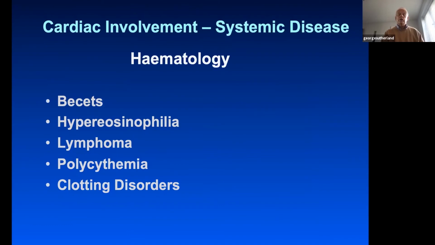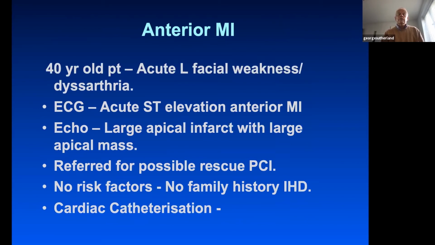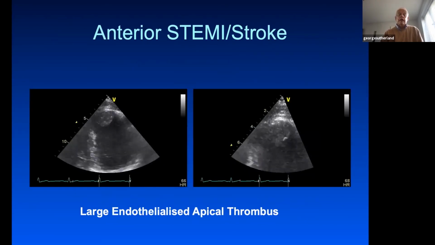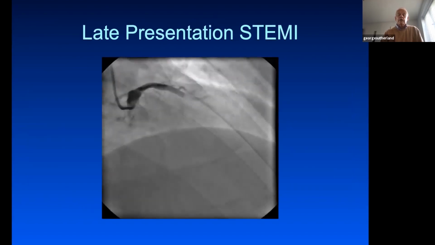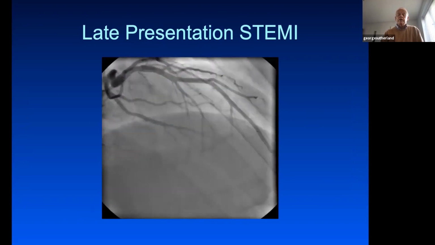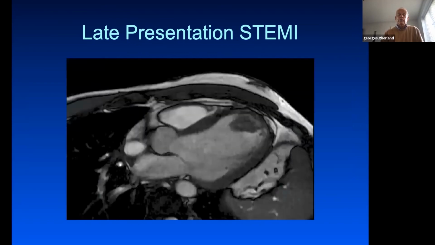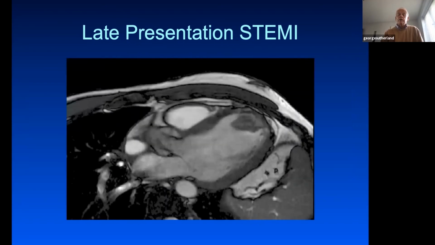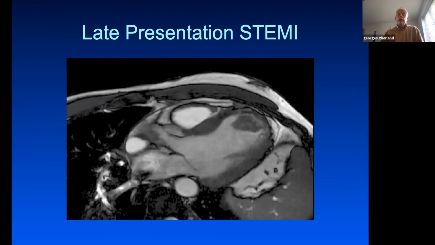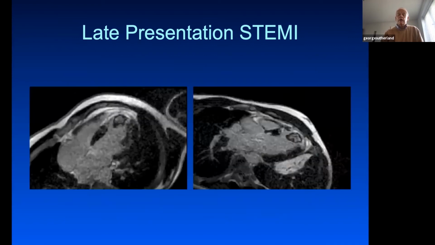In terms of hematology, we have problems with Behçet's, hypereosinophilia, lymphoma, polycythemia, and clotting disorders. This is a 40-year-old patient with an acute apparent myocardial infarction. Imaging showed him to have a large thrombus at the apex. Coronary angiography showed relatively normal coronary arteries, but slow coronary flow. His MRI showed a large organized thrombus in a previous apical infarct.